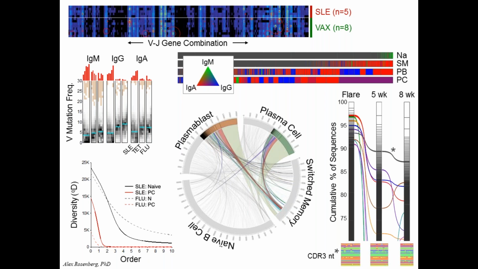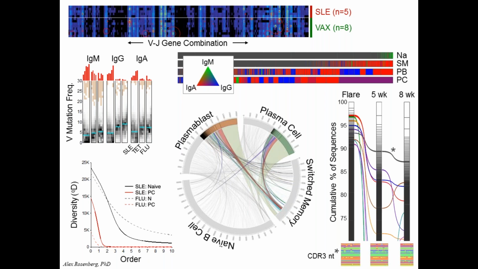And then below these plots, we can show the sequences of the CDR3 nucleotides as heat maps, and we can show that we find the same sequences and mutated sequences at all 3 time points. And finally, in the center is the Circos plot.